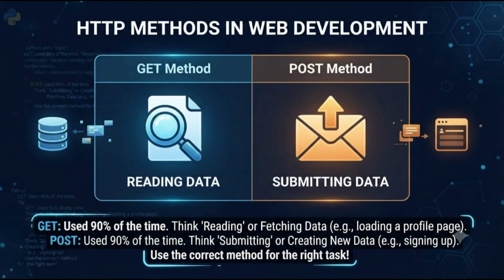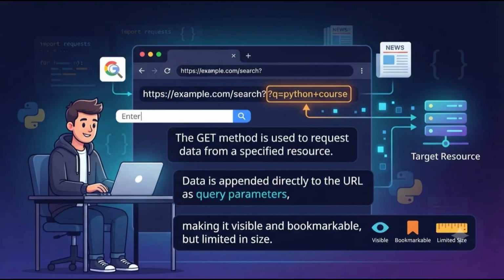Among all HTTP methods, 2 are used 90% of the time in web development: GET and POST. Let's break down what they do and when to use each one. Think of GET as reading or fetching data, and POST as submitting or creating new data. The GET method is used to request data from a specified resource. When you search on Google or open a news article, your browser sends a GET request. Data is appended directly to the URL as query parameters, making it visible and bookmarkable, but limited in size.